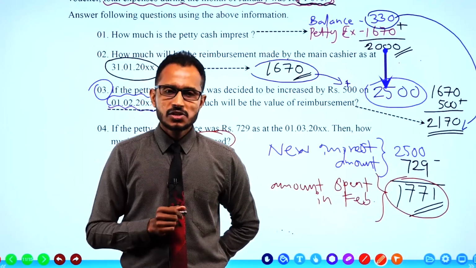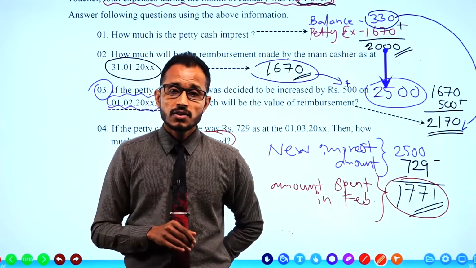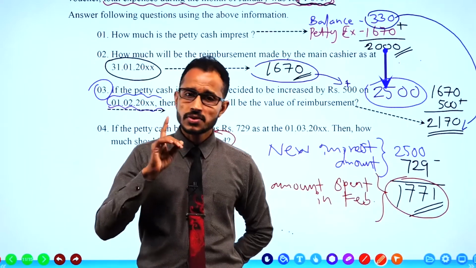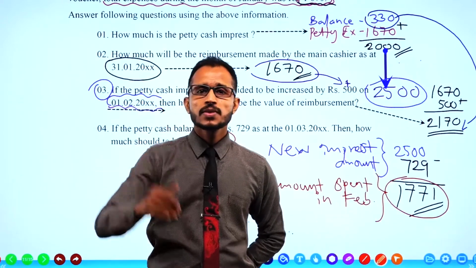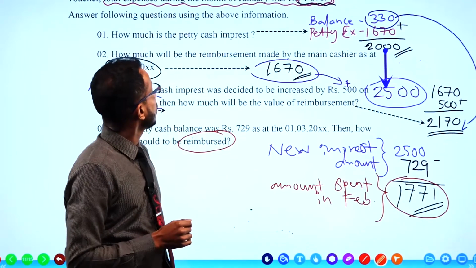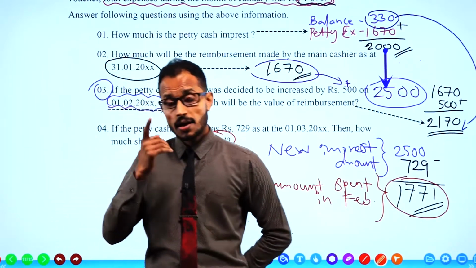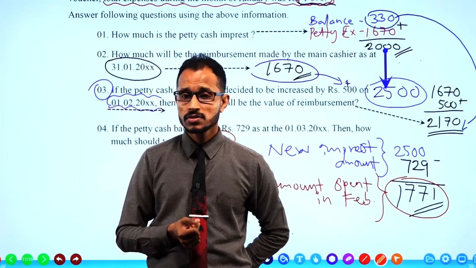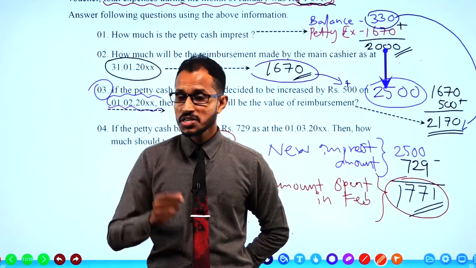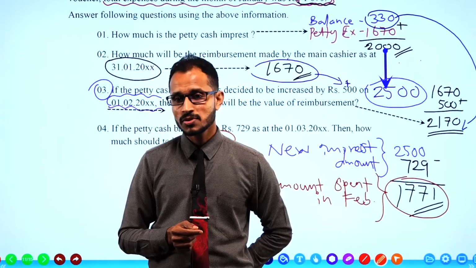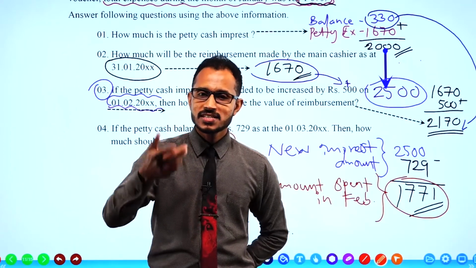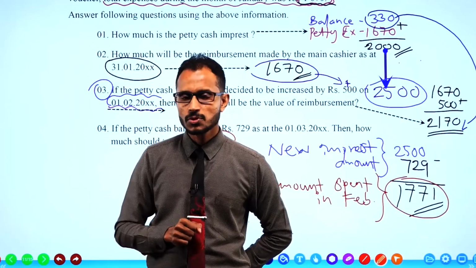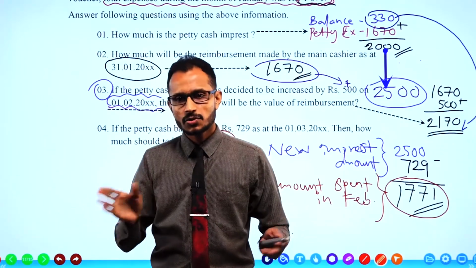All right, with that, children, we can wind up today's session. We are done with the calculations of petty cash imprest, reimbursement, and increasing of petty cash imprest. We are going to start preparation of the petty cash book, the prime book, and the ledger account named petty cash book. That is coming in the next session. You are going to learn that the petty cash book has a dual role, just like the cash book, as a prime book and as a ledger account.